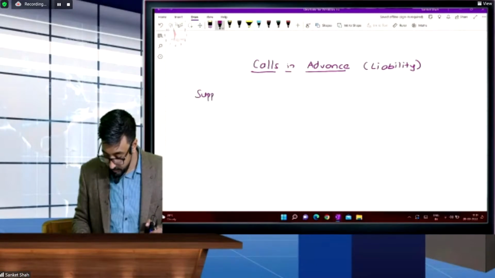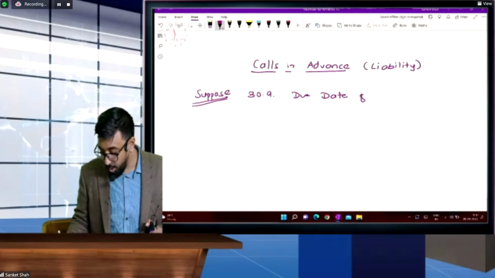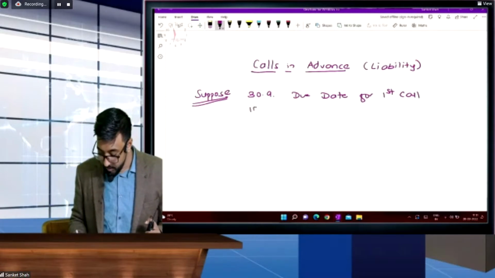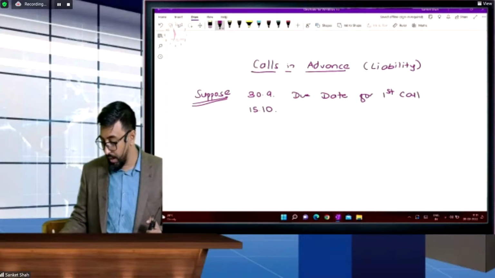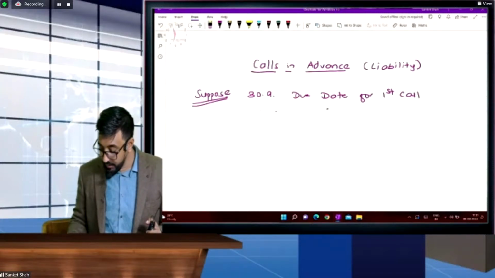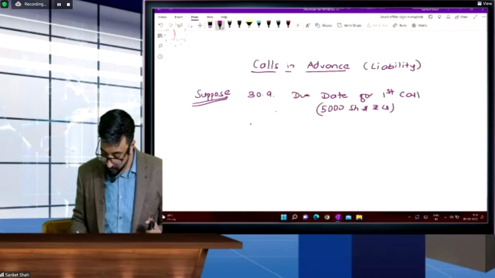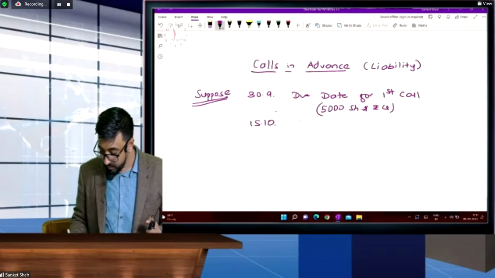Suppose, same example, 30th September is the due date for the first call. There are 5,000 shares, 20,000 rupees, at rupees 4 per share. On 15th October, received.